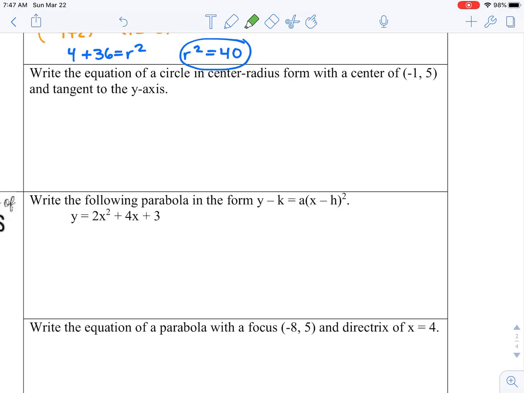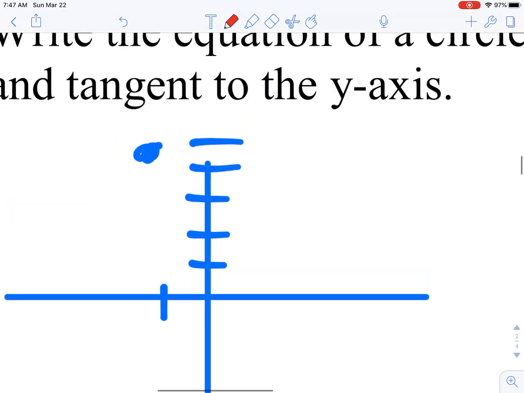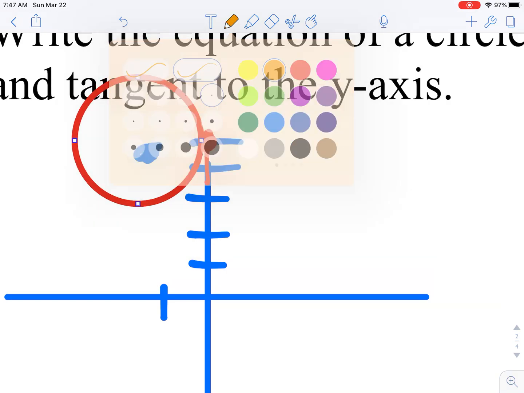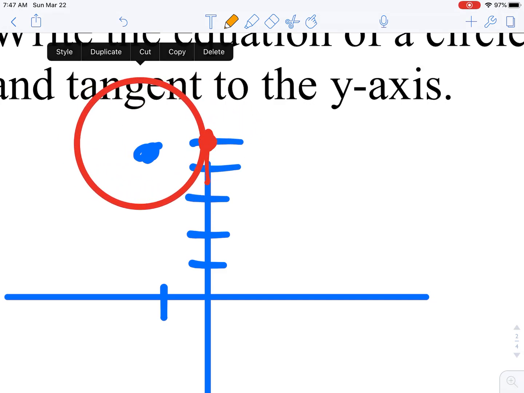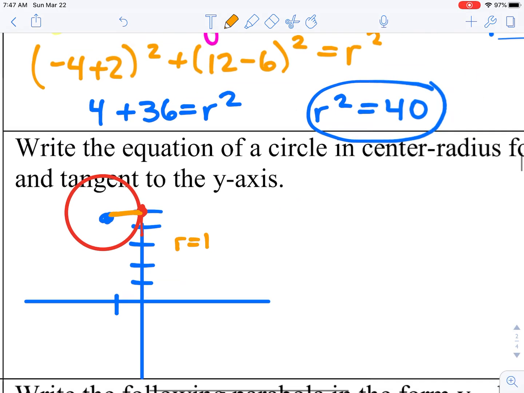The next one, if you remember from our notes when we first did it, we said that drawing a picture will be the easiest way. It says, write the equation of a circle in center-radius form with center (-1, 5) and tangent to the y-axis. So let's graph (-1, 5): 1, 2, 3, 4, 5. Now tangent, if you remember, means that it touches. So if we wanted to touch the y-axis here, it's just going to touch and come around like this. And now if it touches the y-axis, what is the length of my radius? Here my radius is going to be a length of 1.